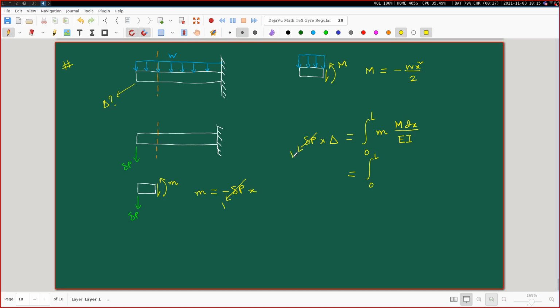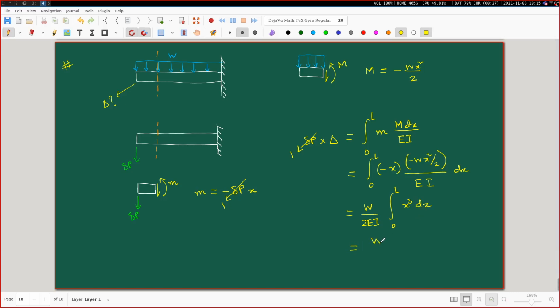So here also we can use it, delta P equal to 1. This M thus becomes just minus of x. This M is minus w x square by 2 divided by EI dx. Now this is just a simple integration. I take the w by 2EI outside of the integration, and within the integration what I have is just x cube dx.